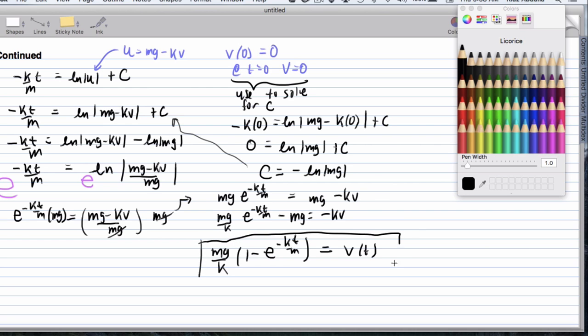And this is the expression that we wanted to obtain for velocity as a function of time.